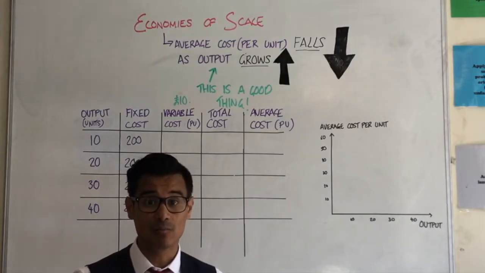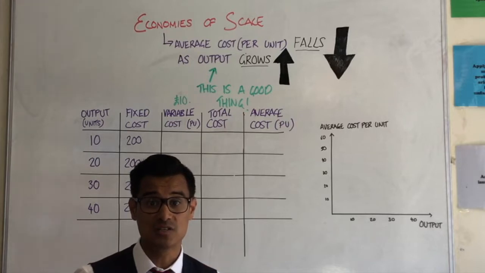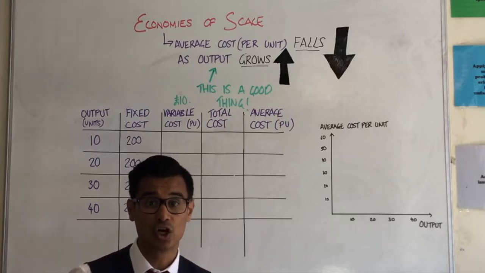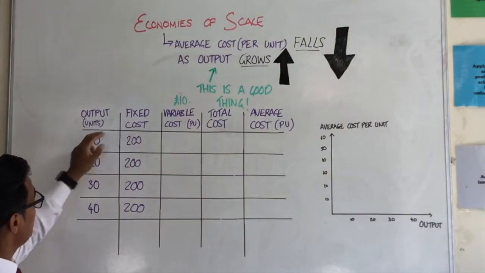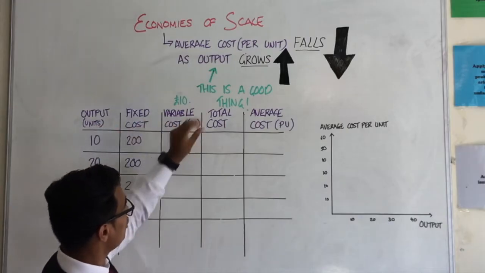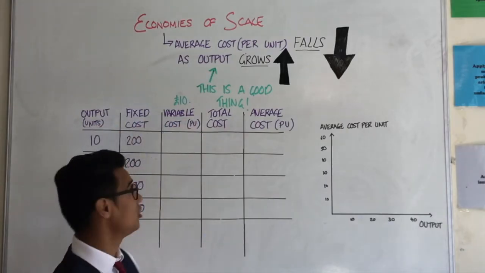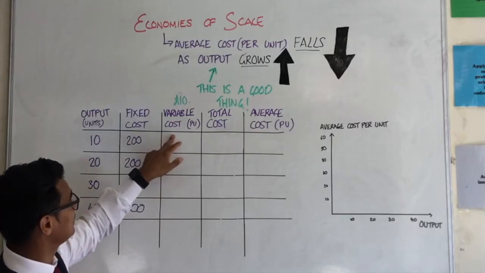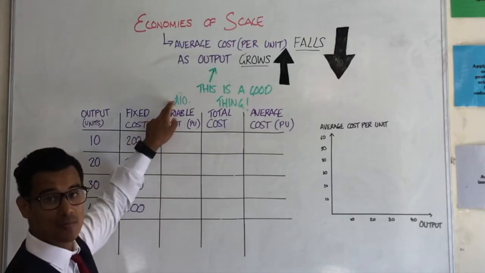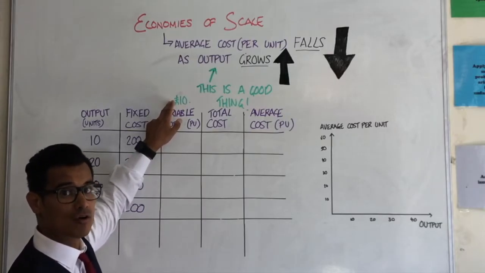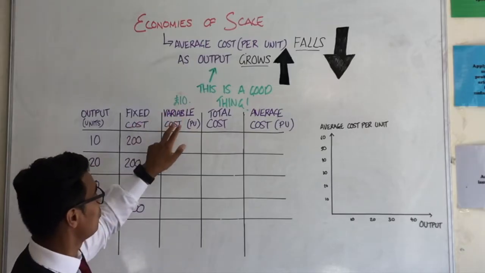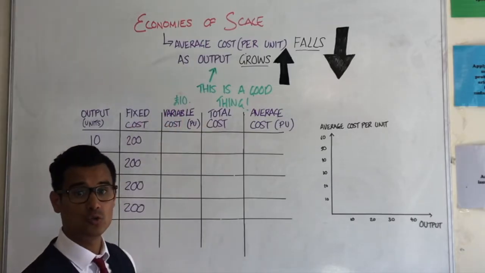Let's go through a numerical example to explain this concept of economies of scale, of your average cost falling as your output grows. In this grid I've got output in units, fixed costs, variable costs, total costs, and average cost per unit. Note that variable costs are per unit, and at the moment I'm going to say it costs £10 to make one thing in terms of your variable costs. Remember, your fixed costs plus your variable costs equals your total costs.